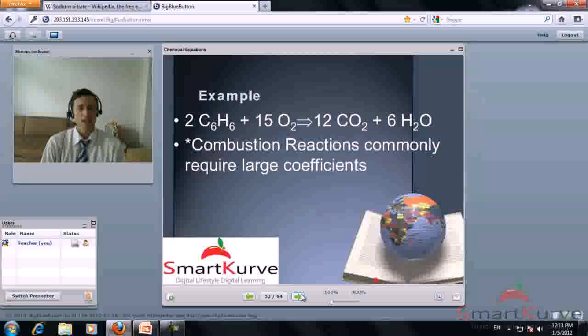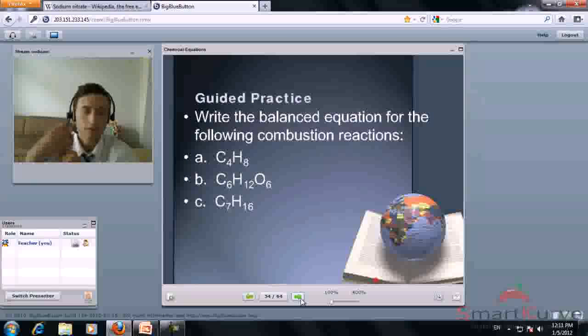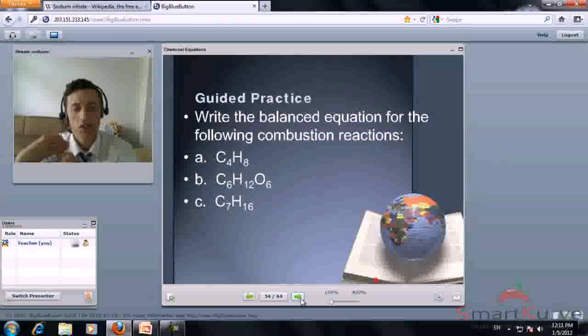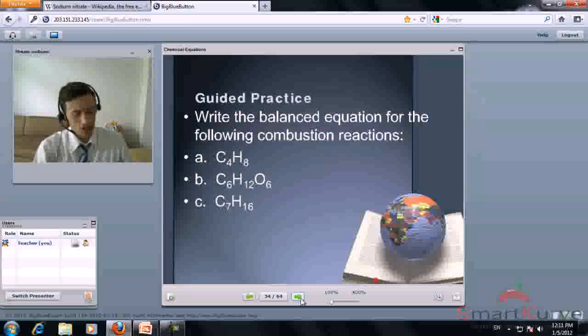Here we see an example, 2C6H6 plus 15 O2 yielding 12 CO2 and 6 H2O. And as you notice, they commonly require very large coefficients. In this case, we end up with many molecules of diatomic oxygen and many molecules of carbon dioxide. Write the balanced equation for the following combustion reactions.